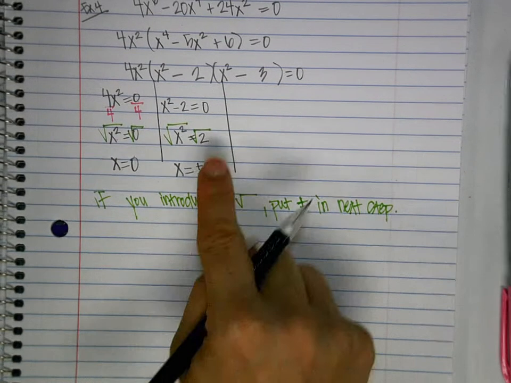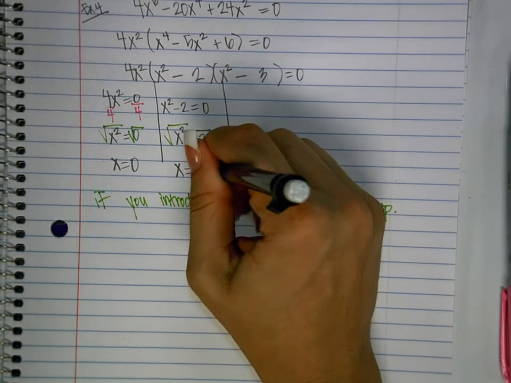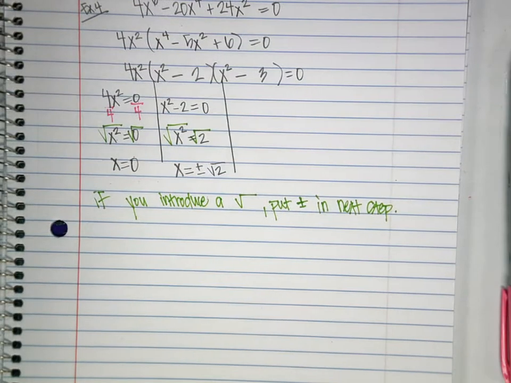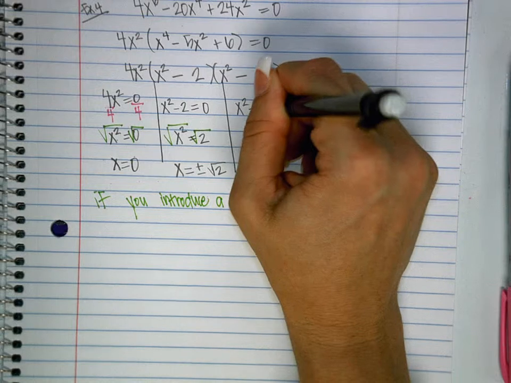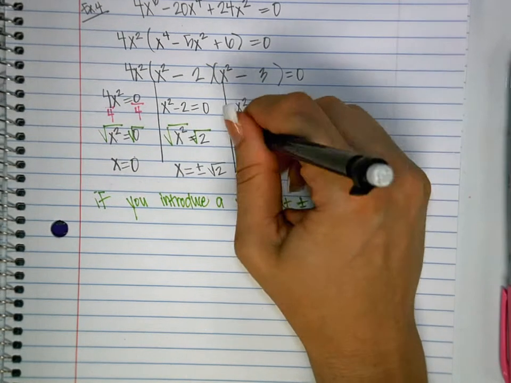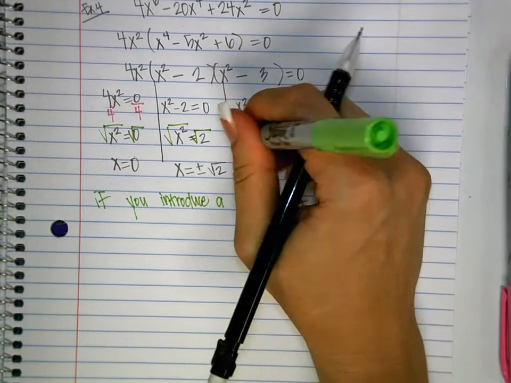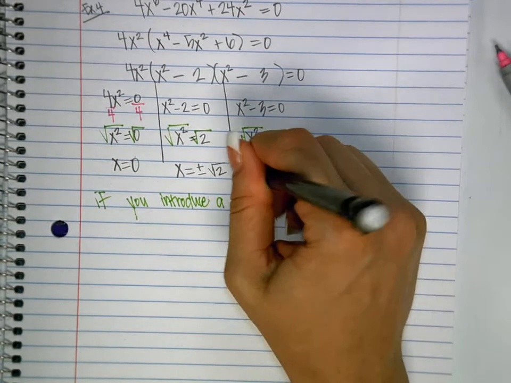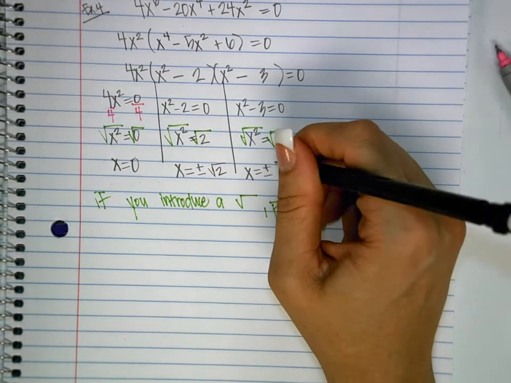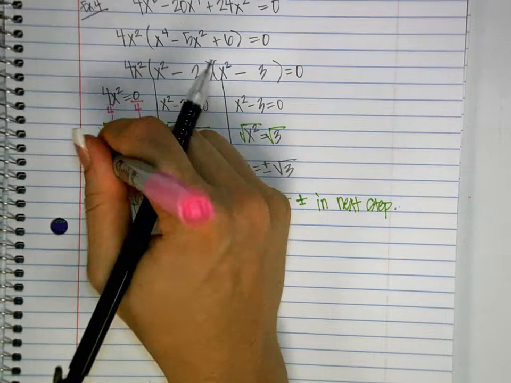But for this one, what is the square root of 2? Do we know that? Is that a nice whole number? No, so you just leave it as plus or minus root 2. Just leave it like that. And then the last one, x squared minus 3 equals 0. Move the 3. We got x squared equals a positive 3. Root both sides. You introduce a root, you put plus or minus in the next step. So x equals plus or minus, and root 3 does not break down. So it stays plus or minus root 3.